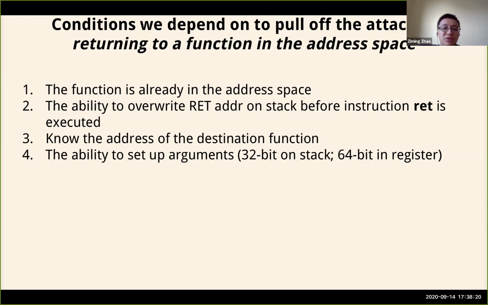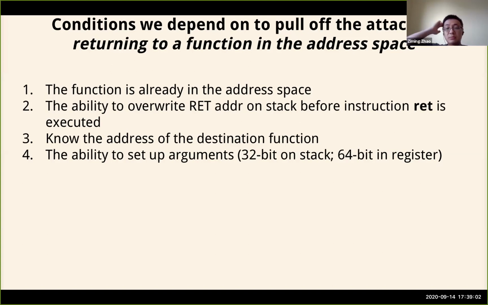There's no way you jump to some garbage and keep executing, right? Eventually, it will generate some kind of exception, trigger some fault. So you also need to know the exact address of the destination function. For the last class, I cheated a little bit. In the vulnerable program, I just printed out where that function is. In other cases, you probably can use static analysis to find out where that is, but there are other protections there. And also, you probably need the ability to set up arguments if the function you're calling needs arguments.